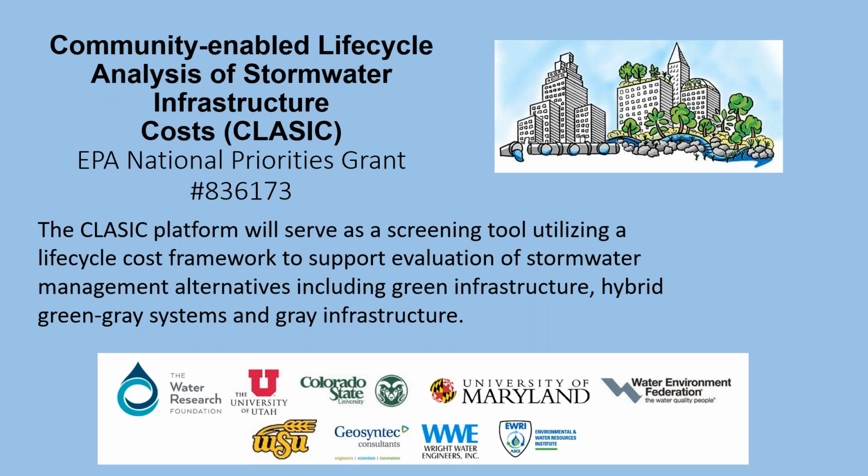The next one that we want to talk about is CLASIC. It's Community-Enabled Lifecycle Analysis of Stormwater Infrastructure Costs, which is kind of a mouthful. But it's an EPA National Priorities Grant that is a platform that's being developed. It's almost to the beta testing stage. I think that'll happen this fall. And there's a team of folks, universities, nonprofits, consultants that are involved with this effort. But the intent of that tool is to utilize the life cycle cost framework to support evaluation of stormwater management alternatives. They include green infrastructure, hybrid green-gray systems, and gray infrastructure.